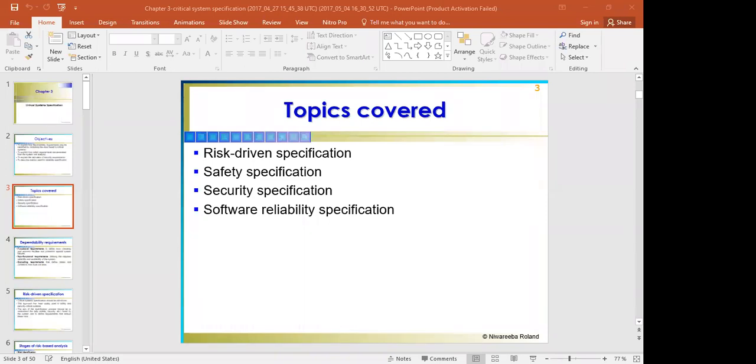Okay, so those are points I wanted you to note in that textbook. They are very interesting and very important points about how the change in the industry, in the systems that we have, has also changed the risk. Okay, it's not exactly the same. So let's go back to our topics. We are going to do risk-driven specification and safety specification for today.